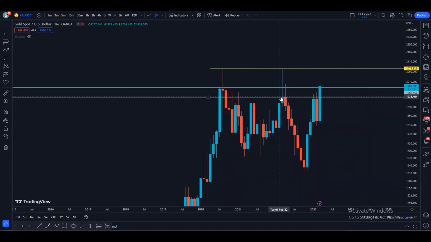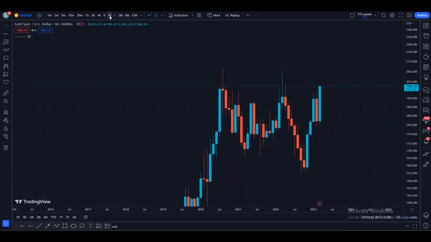If we close below this level, this resistance, then it's going to be a 50-50 chance for the next monthly candle to go up or down, because in that situation, the price is definitely closing bullish, but it's respecting the resistance at the same time. So a lot will depend upon how this monthly candle closes. Now, to find out more details, let's go to lower time frames.